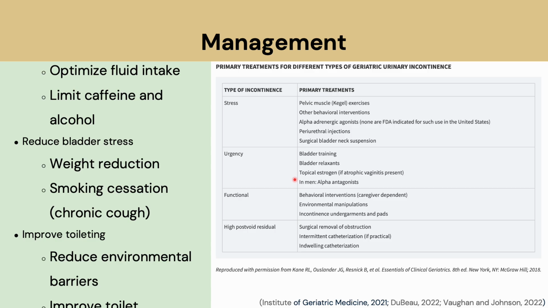So the key message is simple. Always identify the subtype first, because each type of UI has a different treatment strategy.